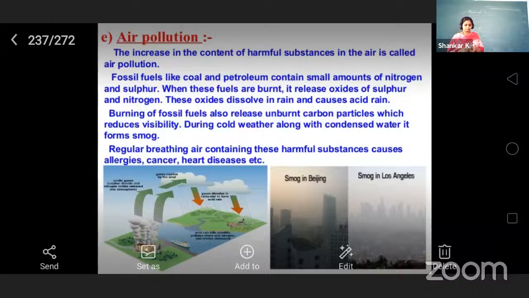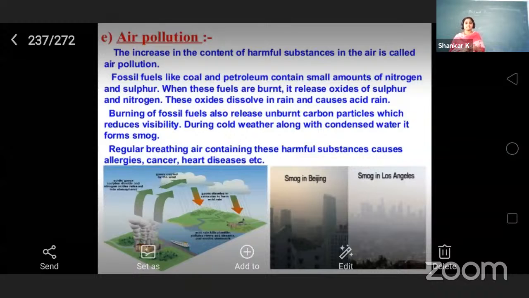Next point is air pollution. We already know what air pollution is. We have already learned it in the previous classes, like 7th, 8th standard. Air pollution means the release of carbon dioxide and carbon monoxide gases from vehicles. And next, the burning of fossil fuels releases small amounts of nitrogen and sulfur oxides. When these dissolve in the water droplets, they fall as acid rain.